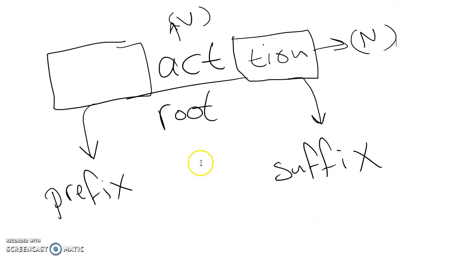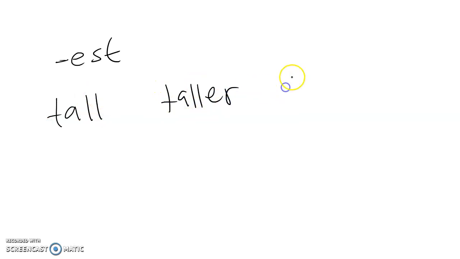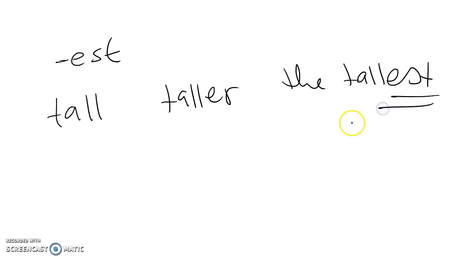I'll give you an example. For instance, this one, -est. Now -est is a suffix that is added to the adjective in the comparison case. So, for example, I'll say tall, taller, and the tallest. So I will say that this suffix can be added only to the adjectives. So this affix will be said to be inflectional. Whereas for the nouns, for example, I can't add -est.